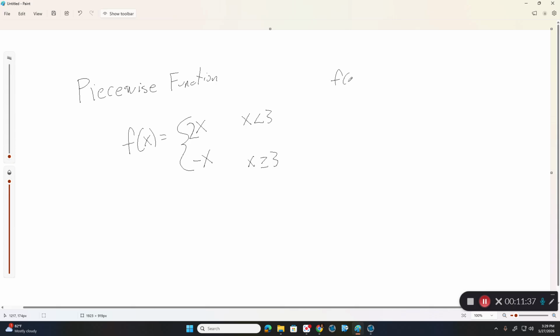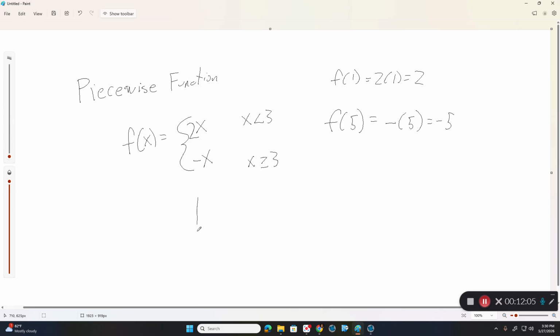So, for example, what is f of 1? Well, 1 is less than 3, so we're going to plug it into this one. We should get 2 as an output. What is f of 5? Well, 5 is not less than 3. We're going to get negative 5 as our output. And this is still, presumably, a function, although it's a more special function.